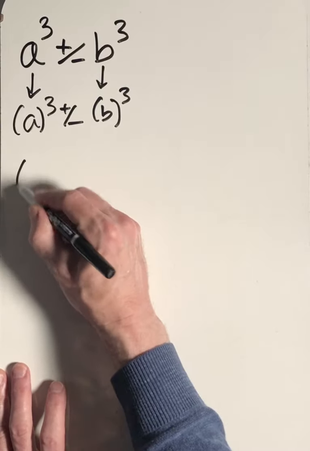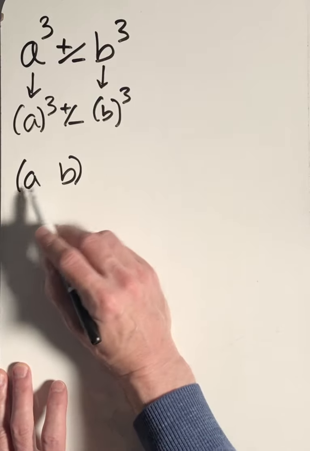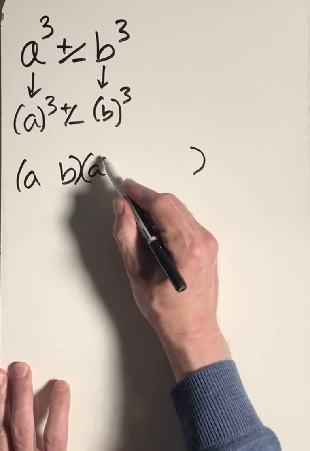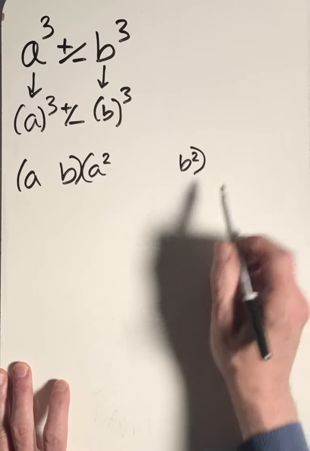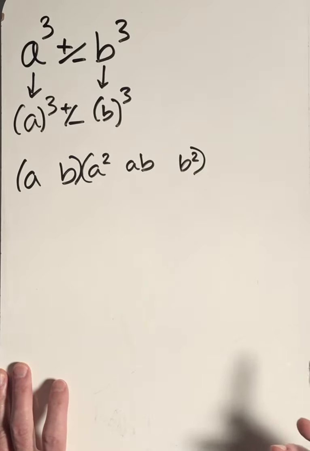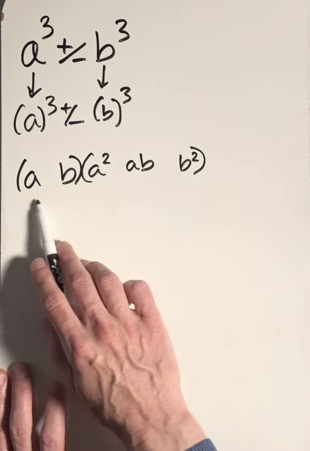This would factor using the following structure. We have a binomial with an A on one side and a B on the other side, times a trinomial with an A squared and a B squared on either side, and then an AB in the middle. All we have to do is figure out which signs to put in these three holes.